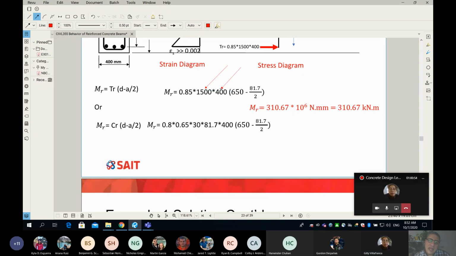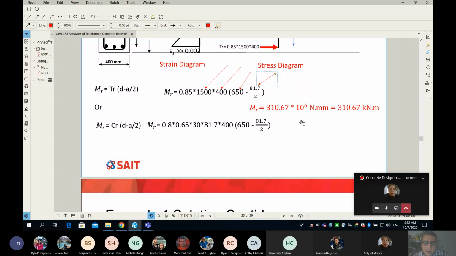How about the units of this guy? 400? MPa. Thank you so much. Newton per millimeter squared. And this guy is? That's the D, the effective depth. Millimeter. And how about the A? It's a distance. So you can see here, everything is measured in Newton and millimeter, and that's why your moment will be in Newton millimeter.